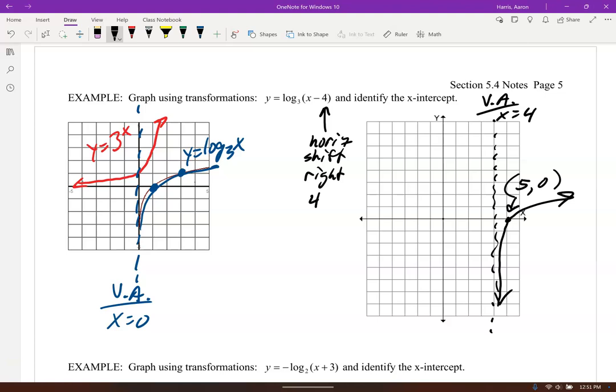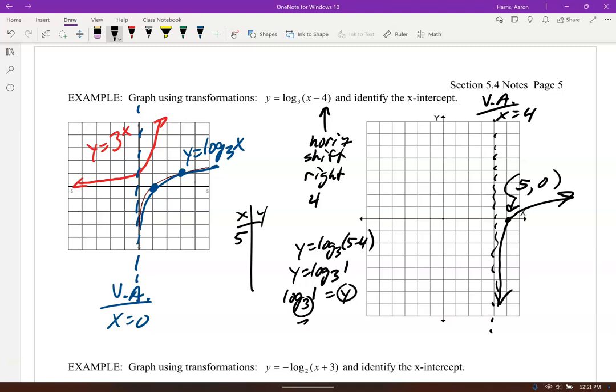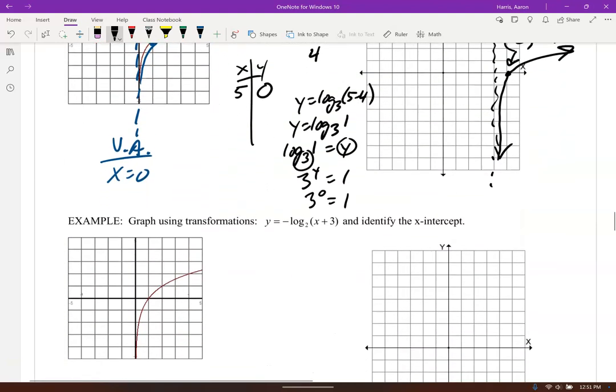If you weren't sure, you could always plug some points in. Like if you plugged in 5, for example, log base 3 of 5 minus 4, log base 3 of 1. Let me write it this way. Log base 3 of 1 equals y. So 3 to the y equals 1. Well, what would y be? That'd be 0. 3 to 0 is 1. So y is 0. 5, 0, right? All right, let's do some more here.